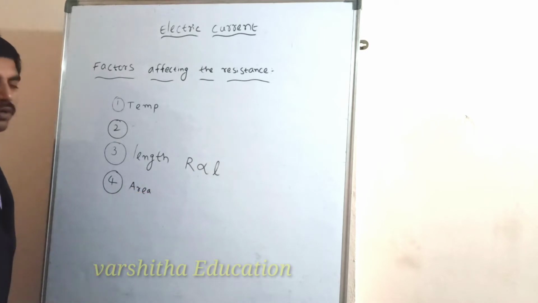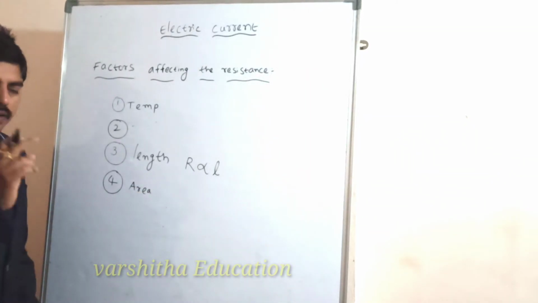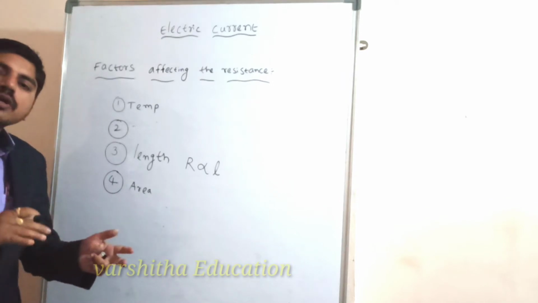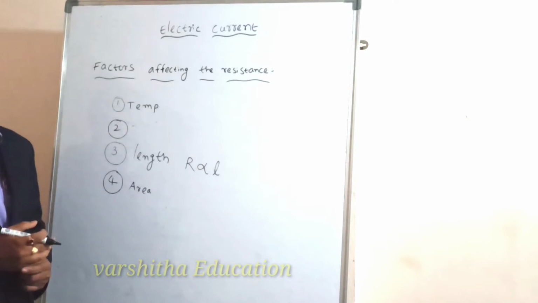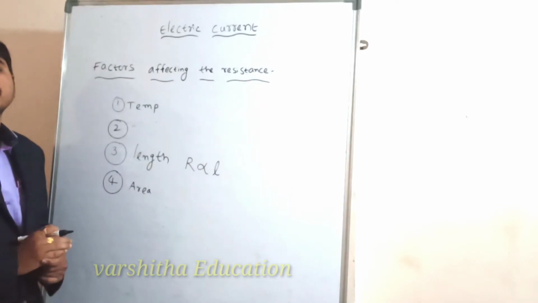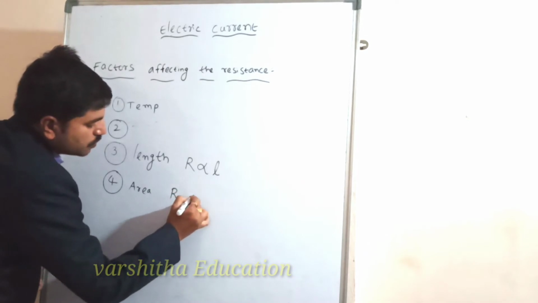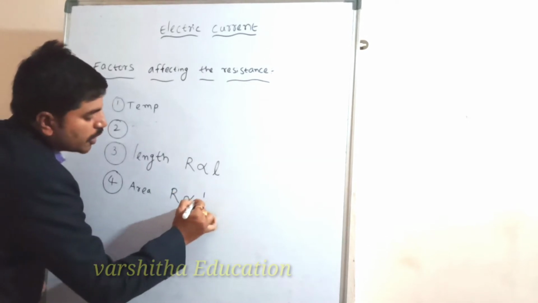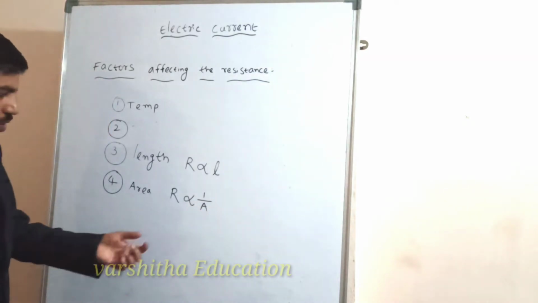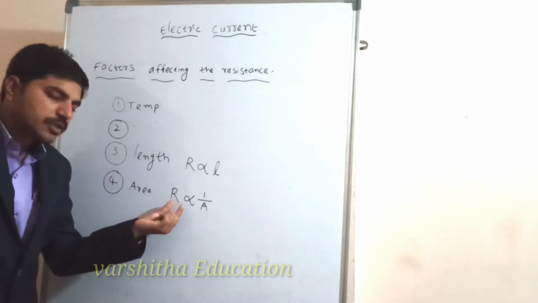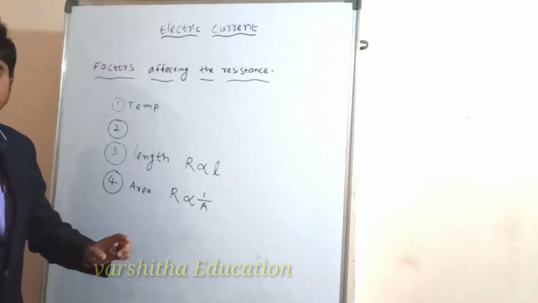So if there is more cross-sectional area, there is a decrease in resistance value. That means more increase of cross-sectional area, decreasing of resistance value. So both are inversely proportional to each other. So R is proportional to 1 by A, inversely proportional to the cross-sectional area. R is inversely proportional to A.